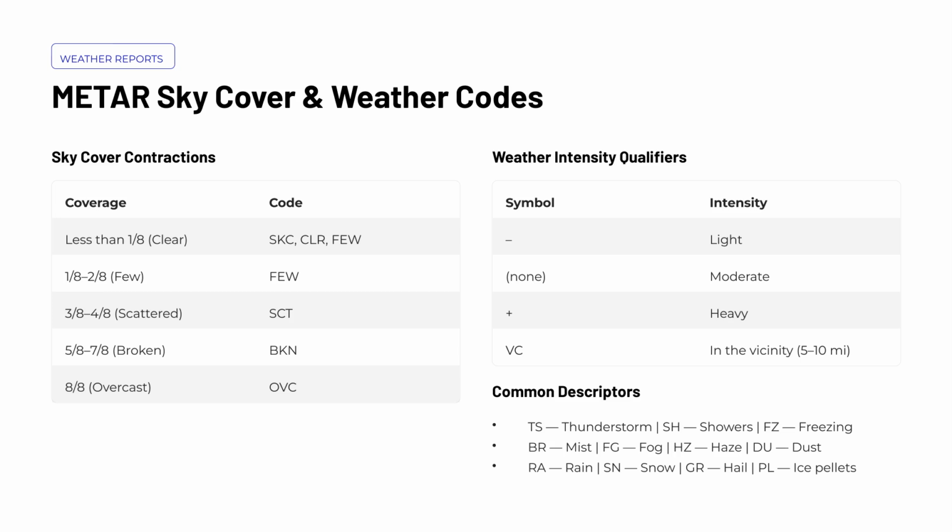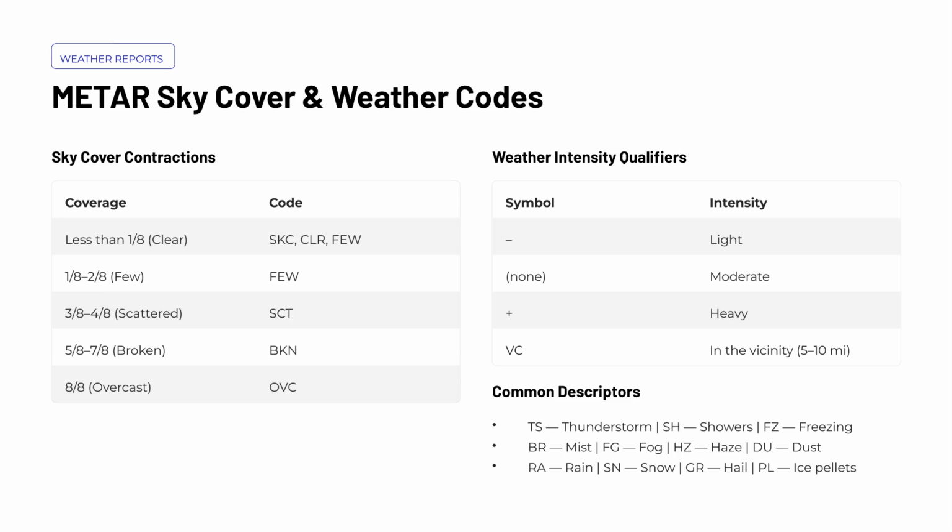Scattered, coded as SCT, means 3 to 4/8 of the sky is covered. Broken, or BKN, indicates 5 to 7/8 coverage and is considered a ceiling. Overcast, OVC, means the sky is completely covered at 8/8.